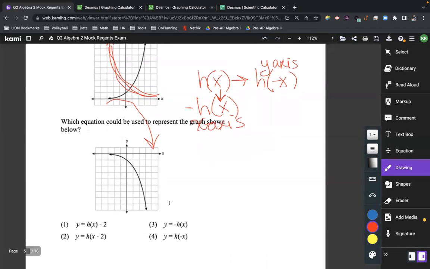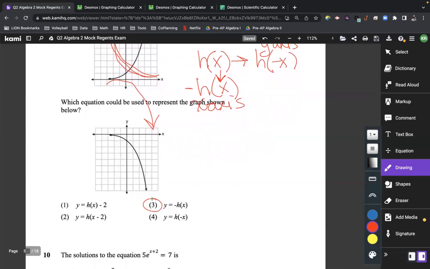So the correct answer to number 9 was 3. I have to check if a lot of you chose this one instead, but there was no shifting that happened, so you should not have picked one and two.